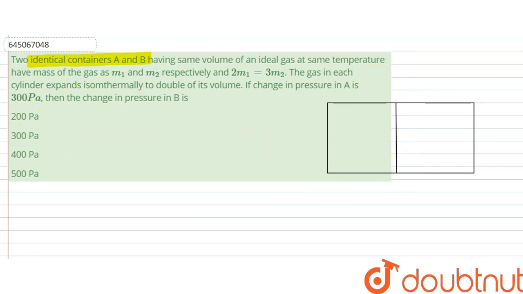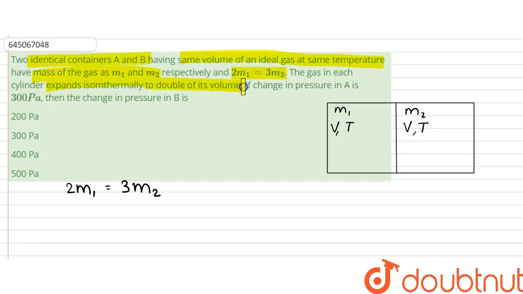So having same volume of an ideal gas at the same temperature. So they have the same volume V, and the temperature is also the same. They have masses M1 and M2. So this has mass M1 and this has mass M2, where 2M1 is equal to 3M2.